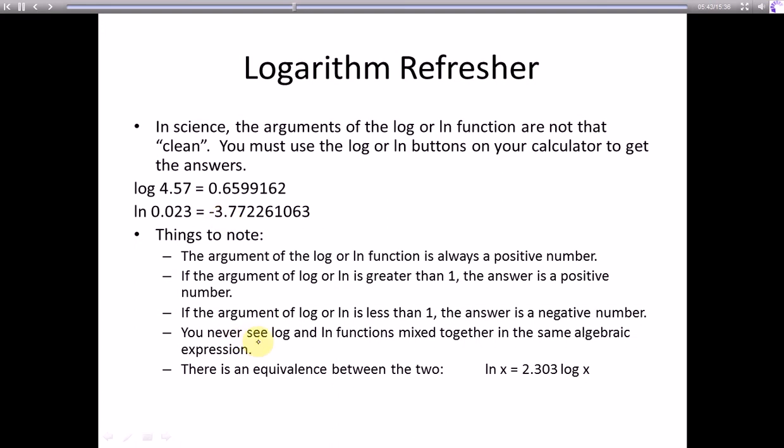And you will never see the log base 10 and the natural log functions mixed together in the same algebraic expression. However, there is a conversion between the two. So if you need to, for any reason, convert between natural log and log base 10, you just simply use this conversion and it works like a charm.